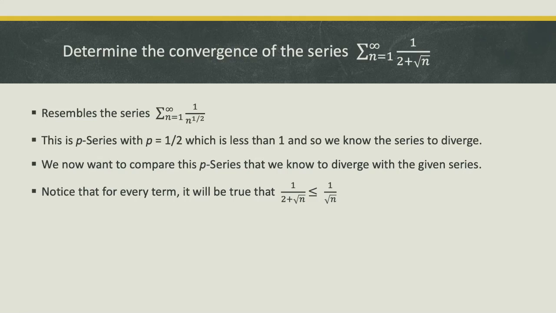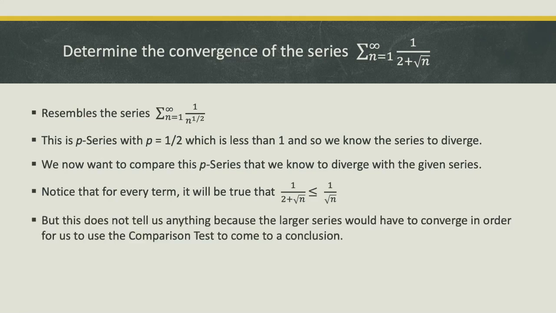Now this is where we have a problem. According to the comparison test, the larger series would have to converge in order to come to a conclusion. In this case, we know it to diverge. So we really can't determine anything at this point, and we need to go another route and come up with a different series that we can use for comparison. So 1 over square root of n didn't work. So let's try to think of something else that might.